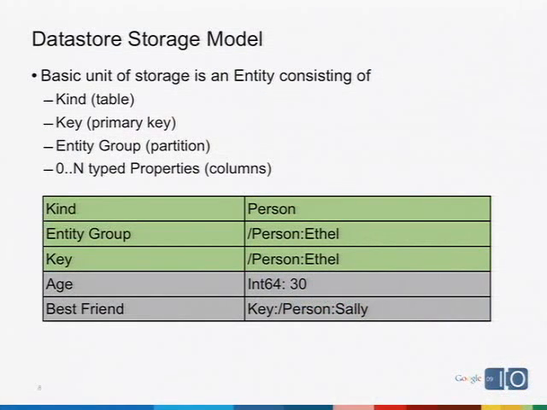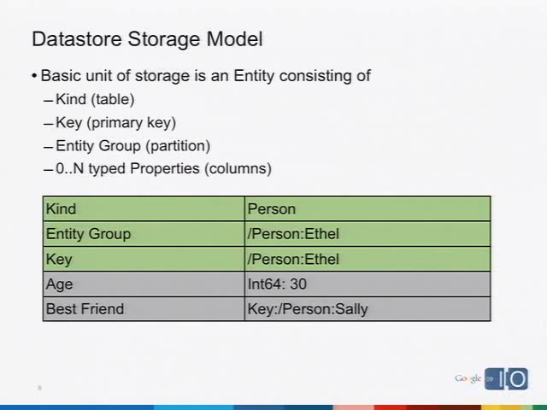So let's look at the storage model. The basic thing that we are persisting here is something called an entity. And an entity has 4 components. There's a kind, which for those of you coming from the relational database world you would probably think of as the table. It has a key, which you can think of as the primary key.